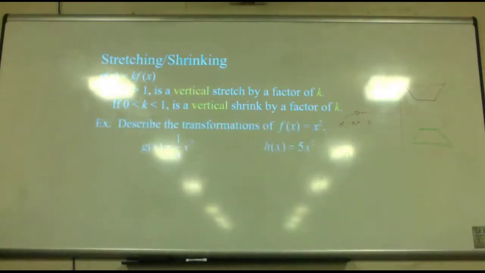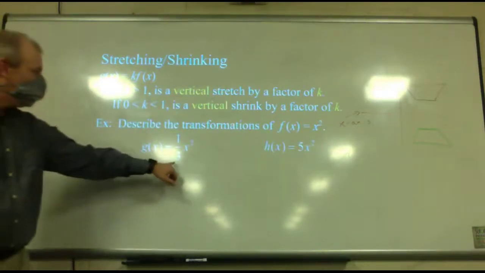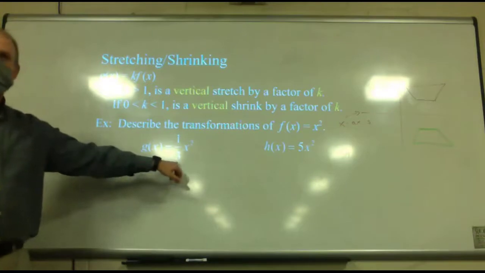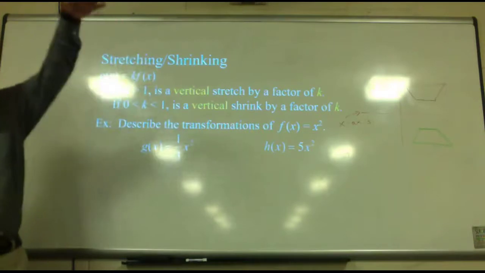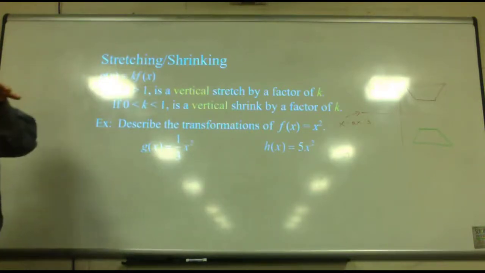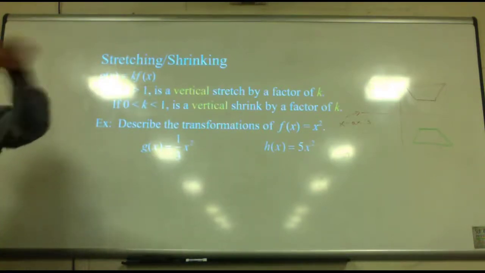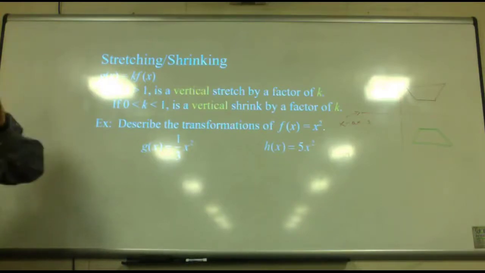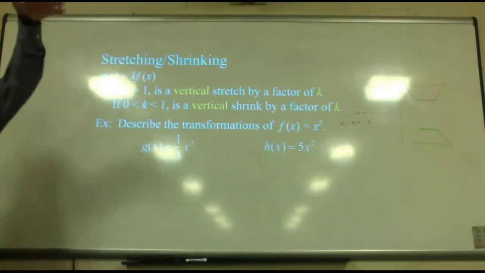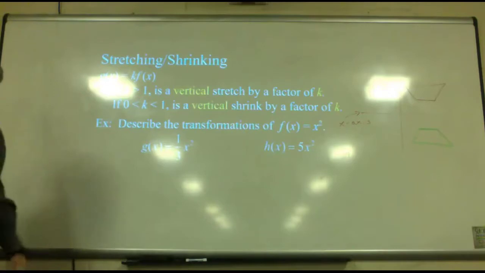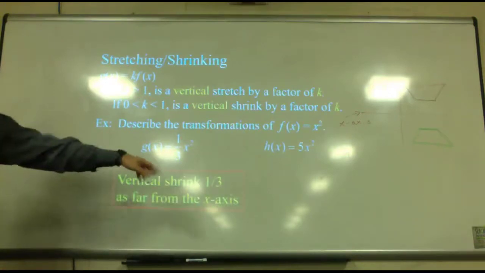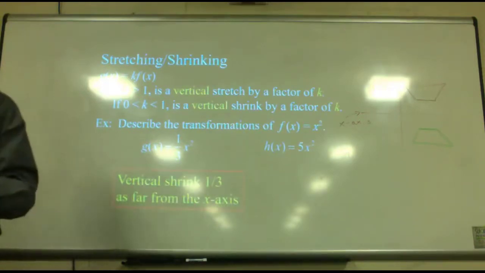All right, so if we describe our transformations here, again, we're using x squared. What does multiplying it by 1/3 do? What do you think? It's going to shrink it. So everything shrinks closer to the x-axis. It's always the x-axis because that's 0. If you shrink to 0, nothing happens, right? So everything else gets shrunk towards the x-axis because you're shrinking it vertically. Okay? So everything is 1/3 as far from the x-axis as it used to be.